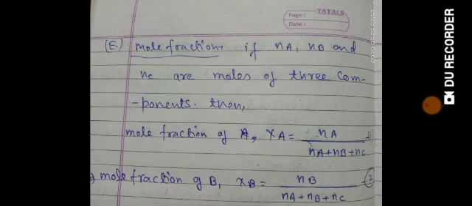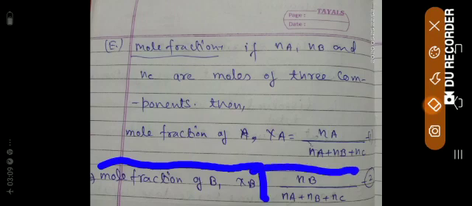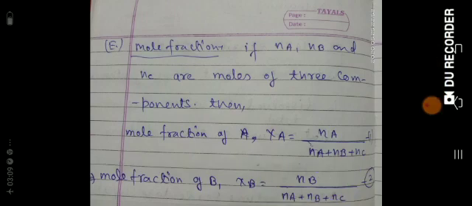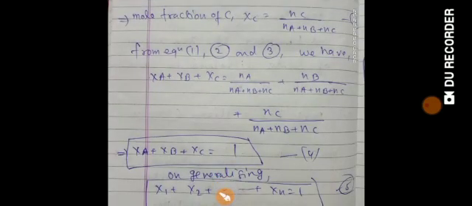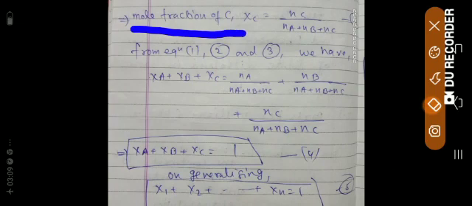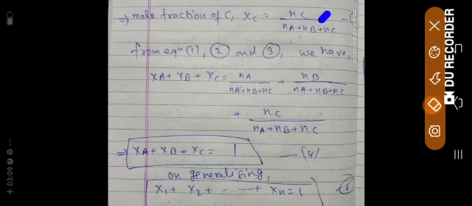Similarly, if you want to calculate the mole fraction of B, that is Xb, it is Nb upon Na plus Nb plus Nc. Similarly, the mole fraction of C, Xc, is again Nc upon Na plus Nb plus Nc, as you can see. This is your equation number 3.